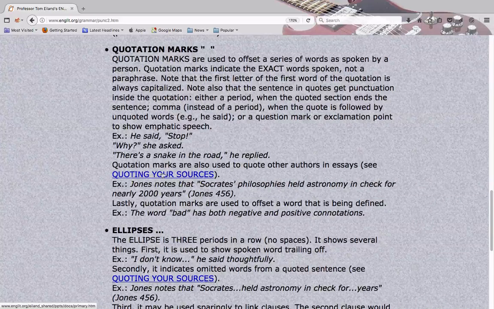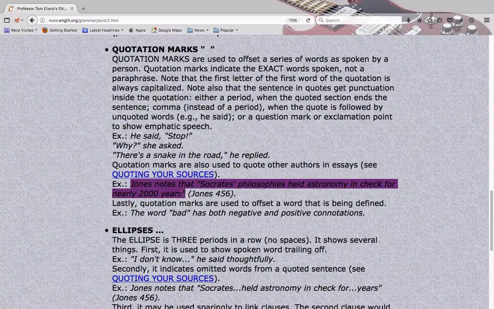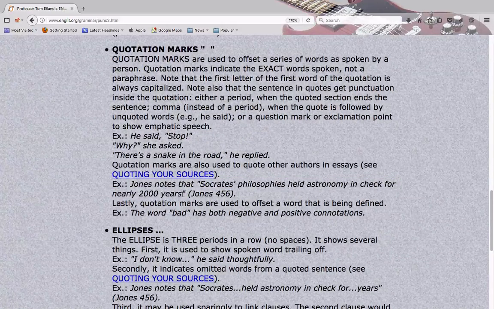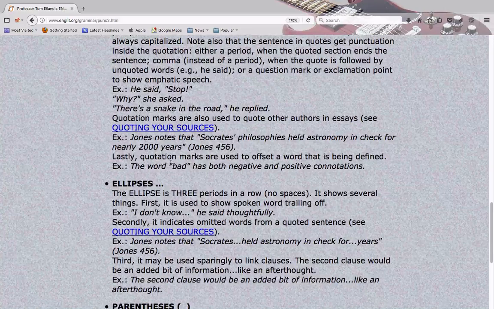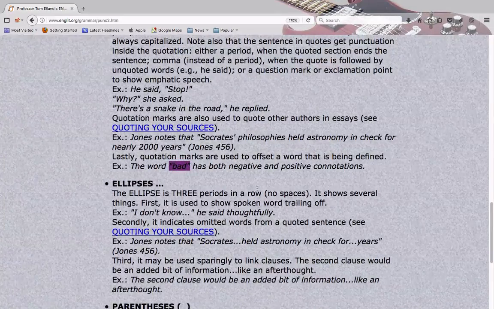And this is explained more in quoting your sources, but essentially, if you were to take this sentence that would have had a period right here, and you're going to give it to me, you'd put quotation marks around the whole thing, and then you would take that period and put it over here instead of here. This right here, I would suggest you use italics instead of putting quotation marks around this.